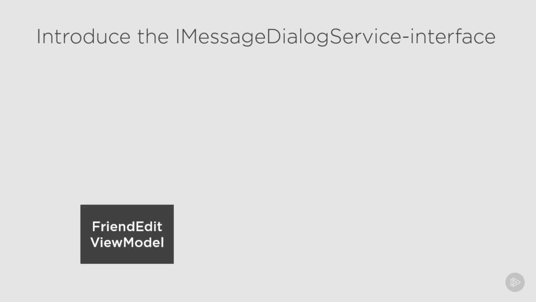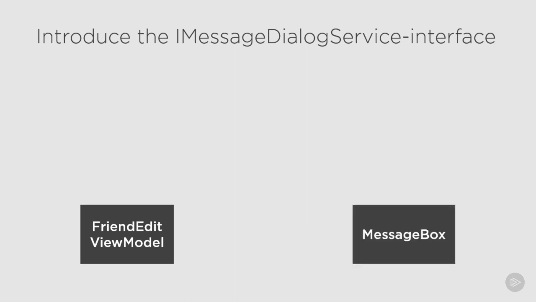In the previous clip, we looked at the delete command of the FriendEditViewModel. When the delete command was executed, we displayed a message box. But we have seen that the message box will block our unit tests. So it's a bad idea to display the message box from a view model. But how can you test your view model when you need to display a message box?